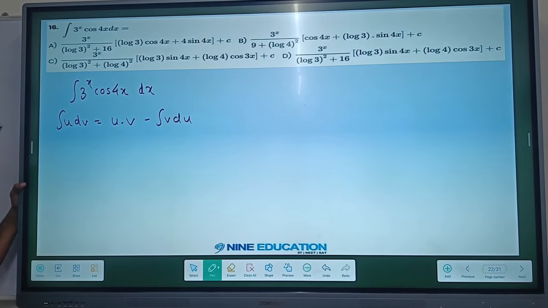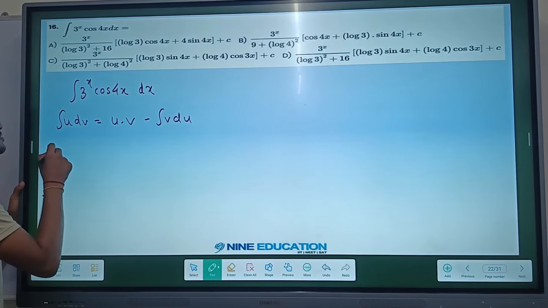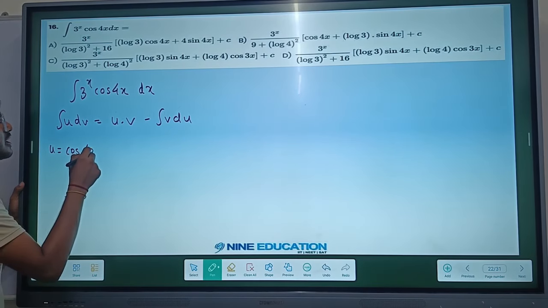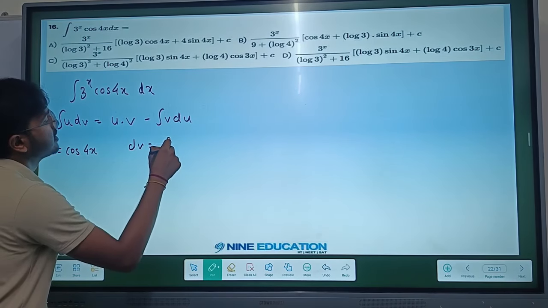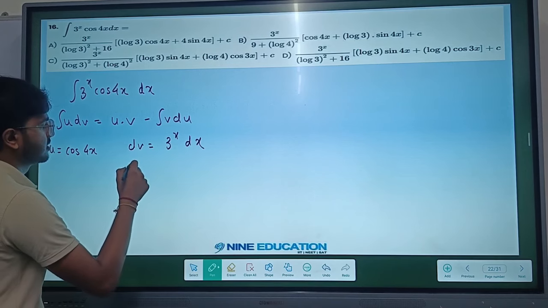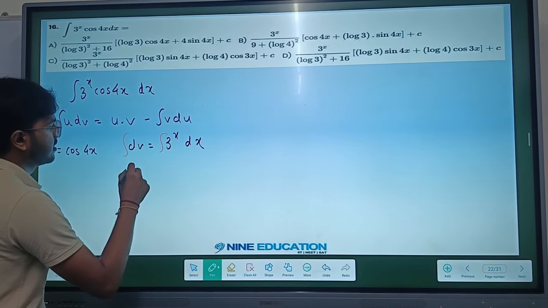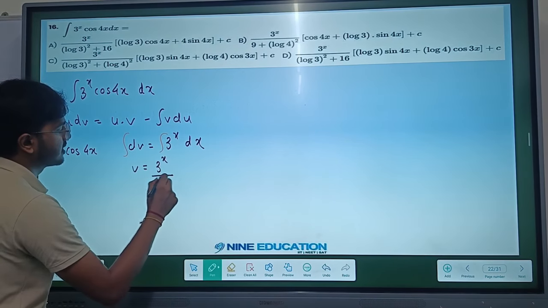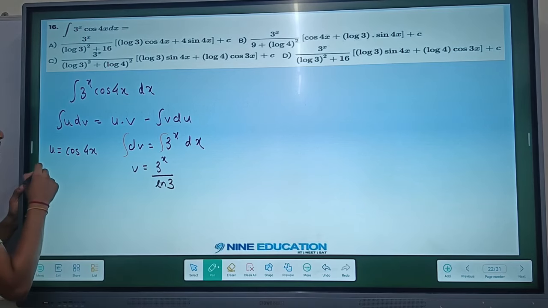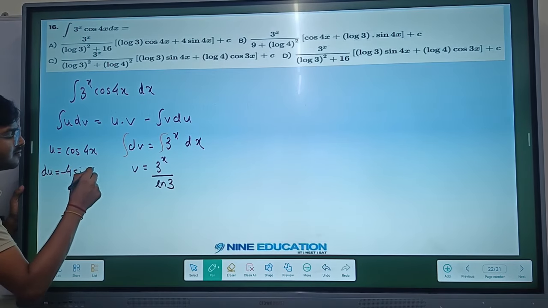For integration by parts, I'll use the ILATE rule to select the u value. According to the ILATE rule, inverse is not there, log is not there, algebra is not there, trigonometry is there. So u would be cos 4x and dv would be 3 power x dx. Integrating dv, v is 3 power x by ln 3, and differentiating, du would be minus 4 sine 4x dx.